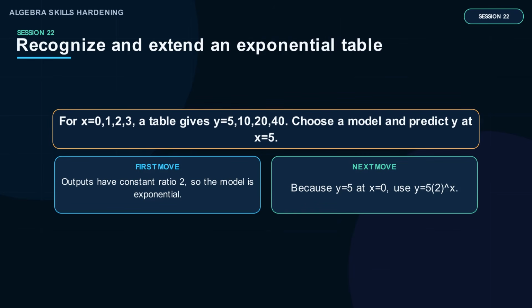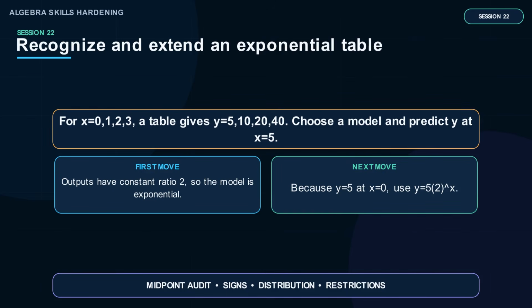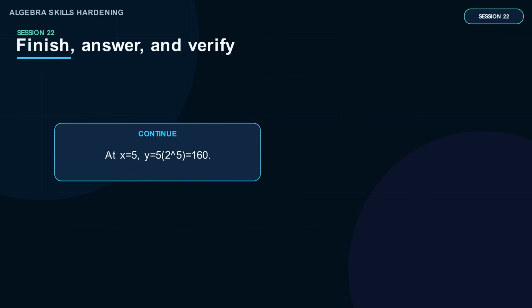Next, because y equals 5 at x equals 0, use y equals 5 times 2 to the power x. Keep the relationship visible and apply the operation to every required term. Now, audit distribution, signs, copied values, and restrictions. A brief midpoint check is cheaper than rebuilding the solution. Continue with the third step. At x equals 5, y equals 5 times 2 to the power 5, which equals 160.